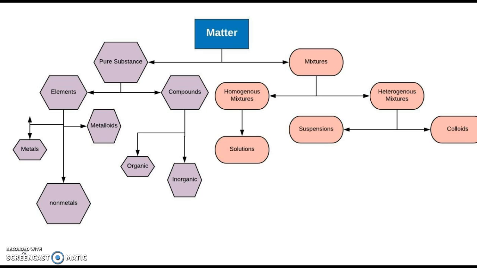So homogeneous mixtures are mixtures that are uniform throughout, in which any sample has the same composition as any other sample. It's the same throughout. A heterogeneous mixture is a mixture that is not uniform, in which different samples may have different compositions. So a mixture that contains more than one type of matter and is the same throughout is homogeneous. A mixture that contains more than one type of matter and is not the same throughout is heterogeneous. I'll give you examples of all of this stuff.